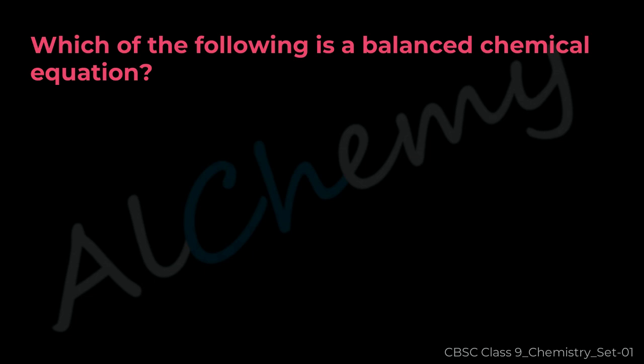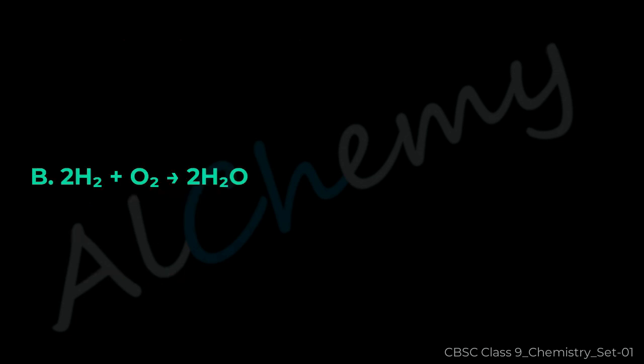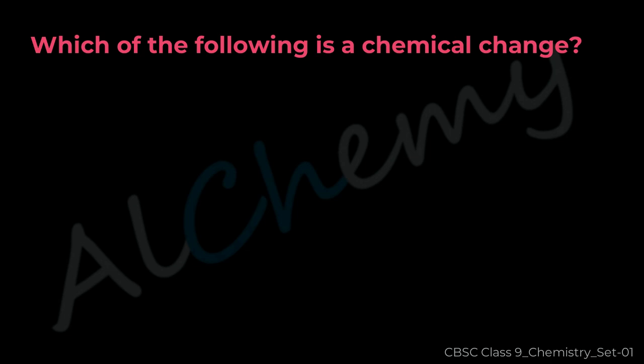Question 11. Which of the following is a balanced chemical equation? A. H plus O gives H2O. B. 2H2 plus O2 gives 2H2O. C. H plus O gives H2O. D. 2H plus O gives H2O. The correct answer is B. 2H2 plus O2 gives 2H2O.